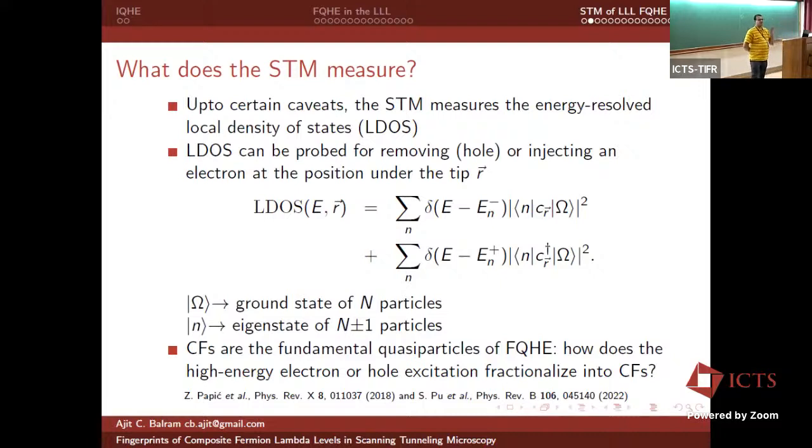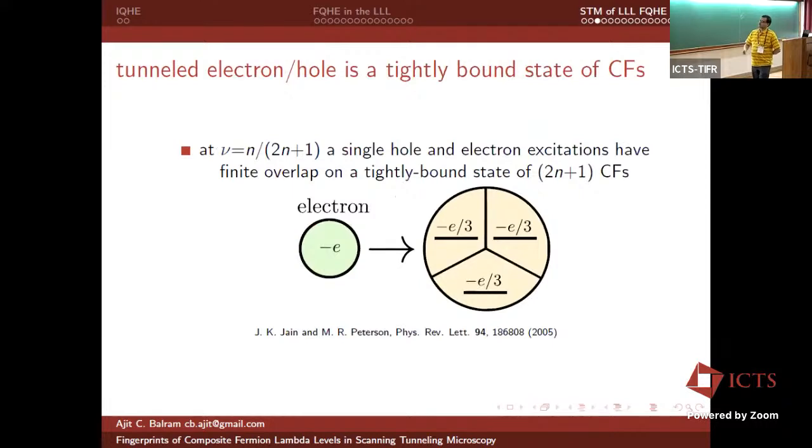The thing that is supposedly interesting about STM is that we believe that in the fractional quantum Hall effect, composite fermions are the main particles. They are the fundamental quasi-particles of the fractional quantum Hall effect, whereas here we are going to put in a very high energy electron. So the question to ask is, how does this high energy electron or hole excitation fractionalize into the fundamental objects which are composite fermions? The tunneled electron is going to be a tightly bound state. Why tightly bound? Because the electron is created locally under the tip, at a position R, so it has to be a tightly bound state because it's an electron.